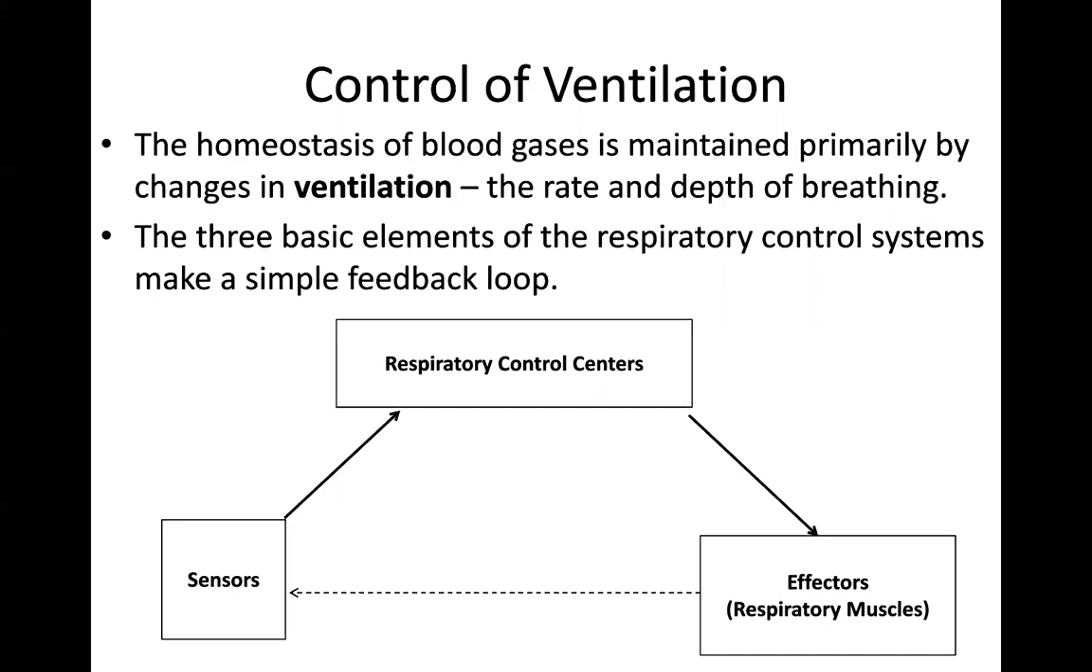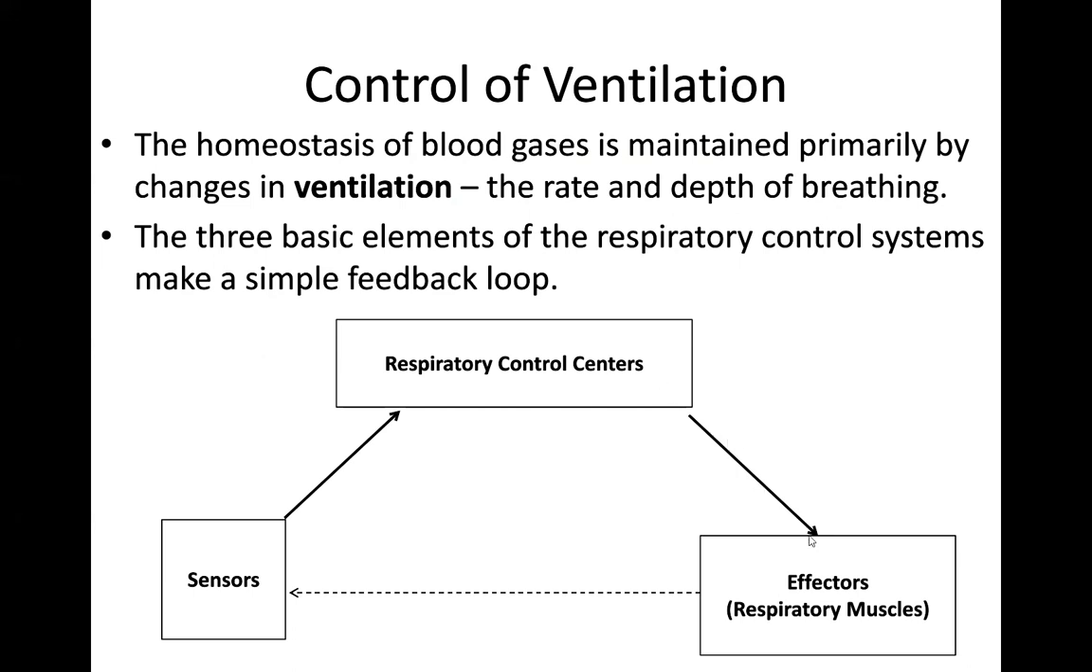The three basic elements of our respiratory control system make a simple feedback loop, which I've kind of created my own here. Just like any other feedback loop, the three components are sensors or receptors, which detect changes to the body. In this case, they're going to detect changes to our blood chemical concentrations. They send input information to our respiratory control centers. Guess where those are going to be at? Where are most control centers? In the brain. We've actually talked about these before. It's going to be in the pons and the medulla.